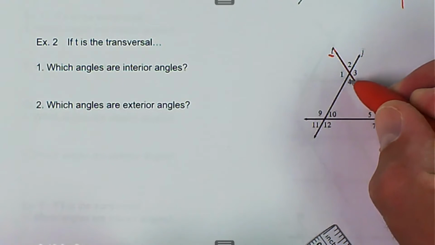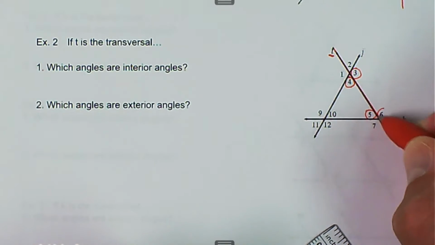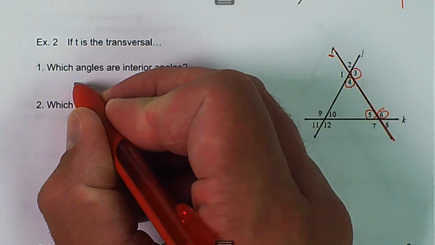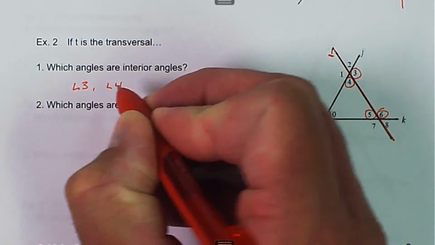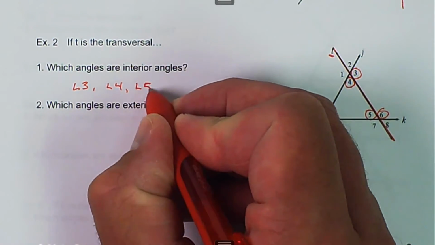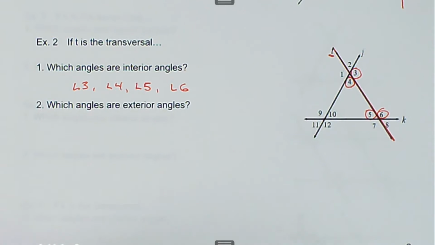So the four angles are going to be angle 4, angle 3, angle 5, and angle 6. So angle 3, angle 4, angle 5, and angle 6. Those are the interior angles.